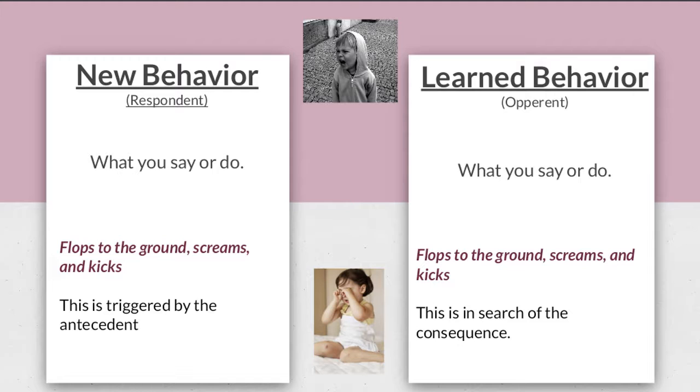So in a new behavior, it's triggered by the antecedent. The loud and surprising fire alarm made the person flop to the ground and scream and kick. In a learned behavior, although they're flopping to the ground and screaming and kicking, they're in search of the consequence, which we're going to talk about next.